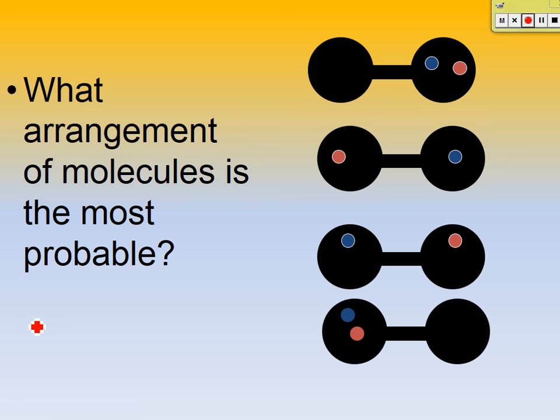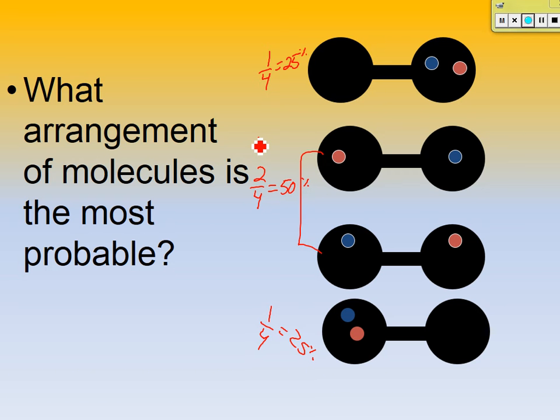Let's say you come back in 5 minutes. What's the probability that they're both on the right side? 1 out of 4. So that's how much percent? 25%. What's the probability that they're going to be on the left side? 1 out of 4, and that's 25%. Now, when you come back, what's the probability that these molecules are going to be on separate sides? 50. Yeah, 2 out of 4, which is 50%.